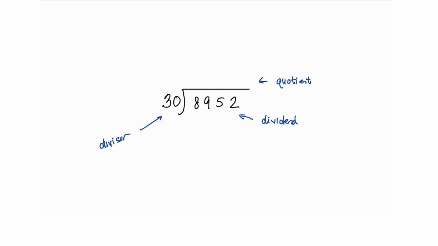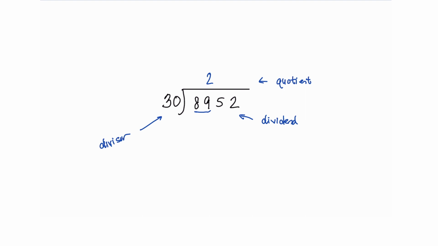So that means we include the second digit. So we want to know how many times does 30 go into 89. And 30 divides into 89 twice. It doesn't quite divide in 3 times because 3 times 30 is 90. So it divides in twice.